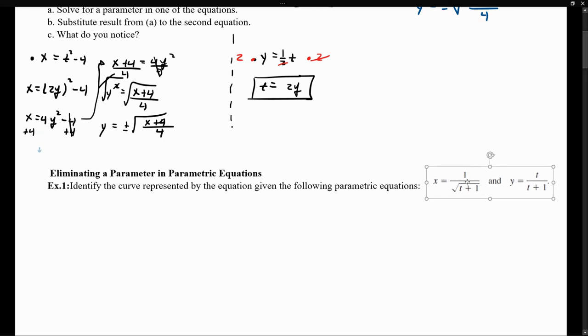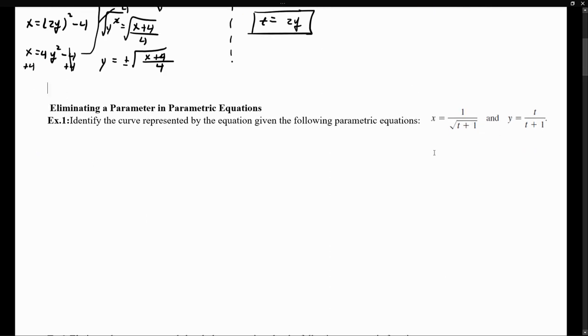So here, let's try to eliminate the parameter. And again, we got 2 parameter equations. So now we choose. Which of these two is easier for us to solve for t? I can kind of see that for the equation that represents the x value, it's easier to solve for t because there's only one t.